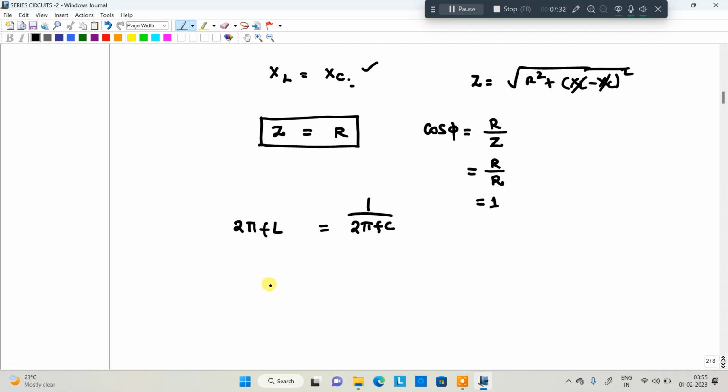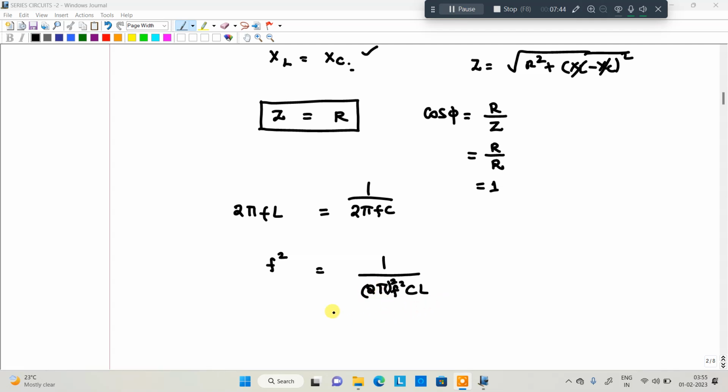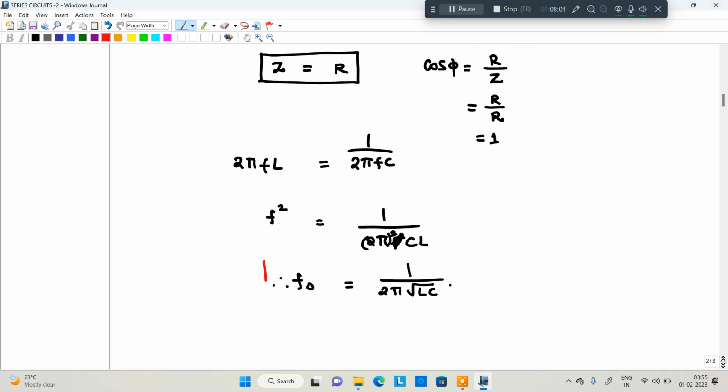So from that, F squared is equal to 1 by 4 pi squared CL. So finally, F at resonance frequency is equal to 1 by 2 pi root LC. This is the formula for resonance. This formula is important for the examination, so everyone note down this particular formula: F naught is equal to 1 by 2 pi root LC. So you got the idea about the resonance frequency.